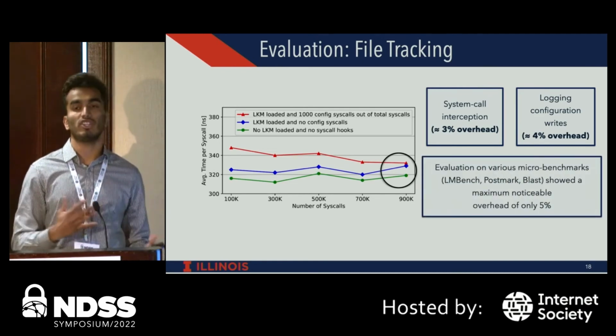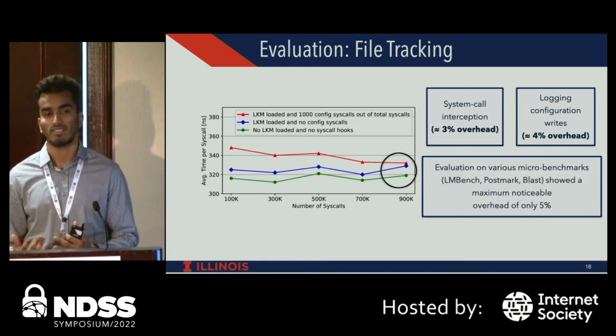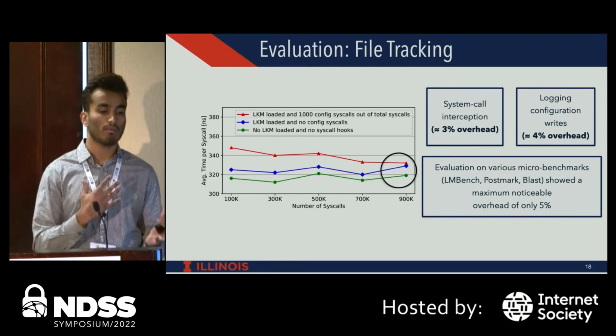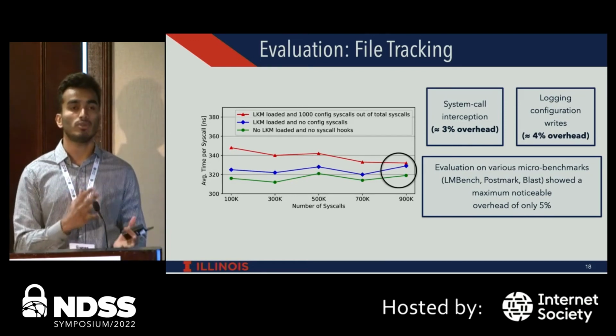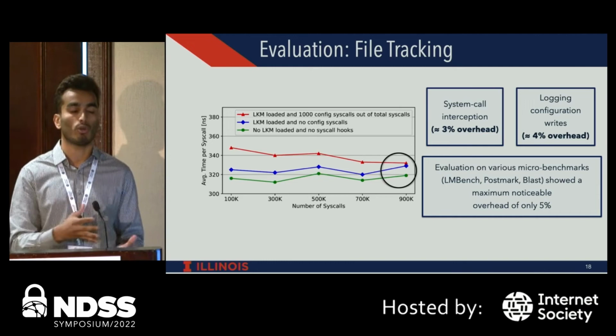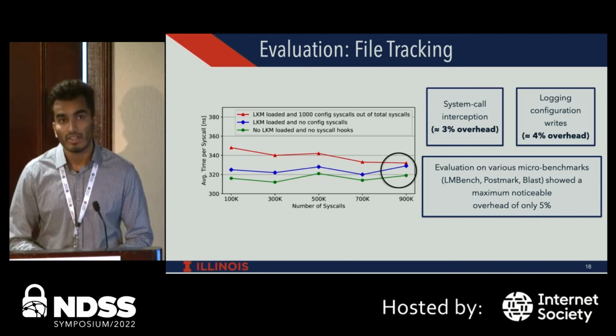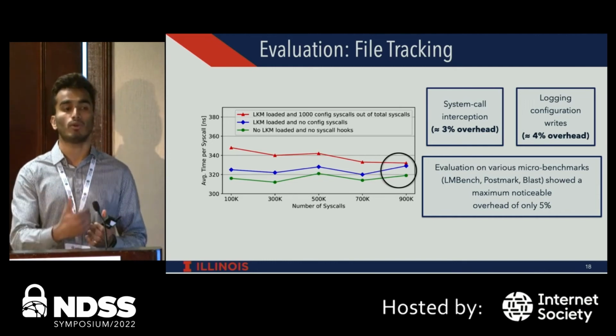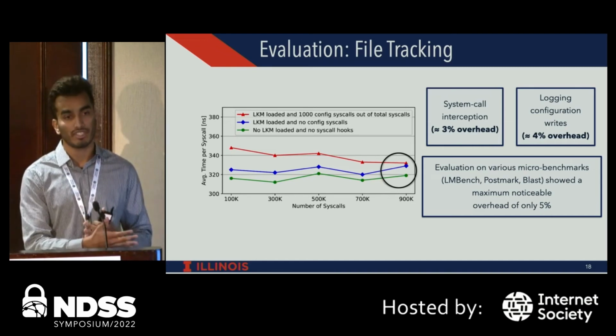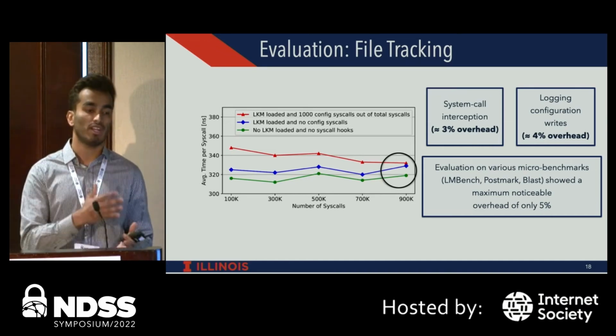Moreover, we also evaluated our system on various micro benchmarks such as lmbench, postmark, blast, etc., and only observed a maximum noticeable overhead of around 5%. And our system, Dossier, is able to achieve these low overhead numbers due to kernel integration and due to the use of inbuilt kernel logging functions.